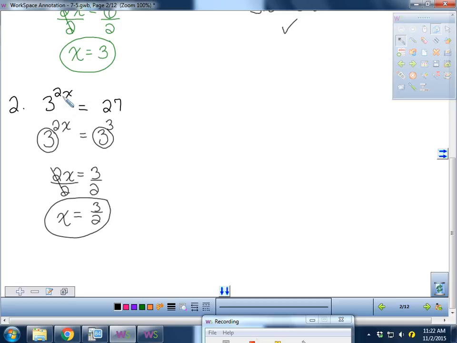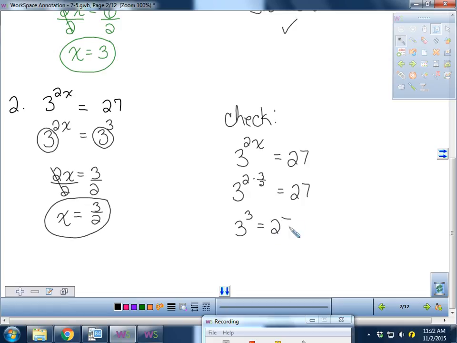So again, I'm going to check myself. So I write down my original problem. 3 to the 2x equals 27. And I'm going to plug 3/2 in for x. So I get 3 to the 2 times 3 over 2 equals 27. 2 times 3/2 is just 3. So I get 3 to the third. And I know that 3 to the third is 27, which shows me that both sides are equal. So therefore, x equals 3/2. Okay?